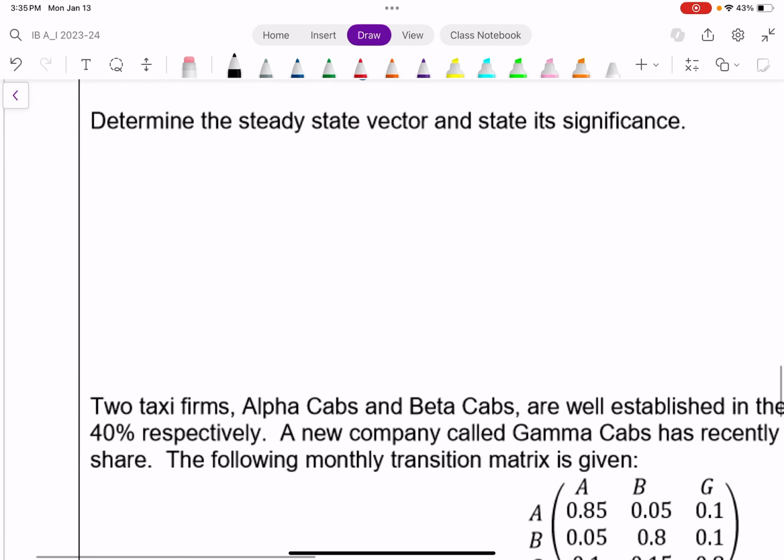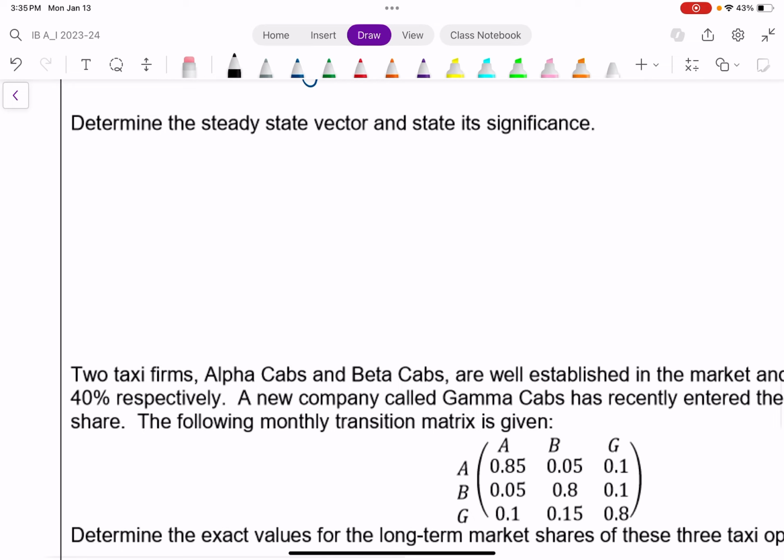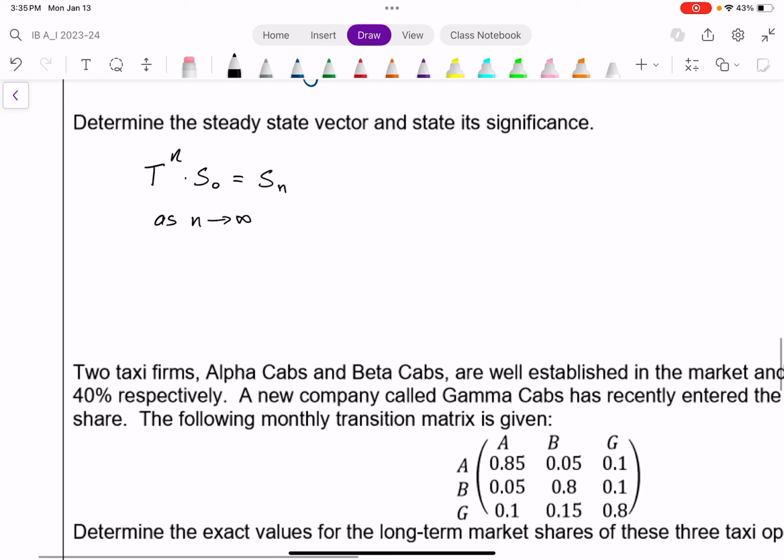So a steady state vector in general is, if we take a transition matrix, raise it to a power, or actually I'll adjust this slightly. There's a few ways of explaining it. I'll start with this. Our steady state vector is if we take our transition matrix, raise it to a power n, times some starting amount. As n approaches an infinitely large number, this tends to converge at a set vector.